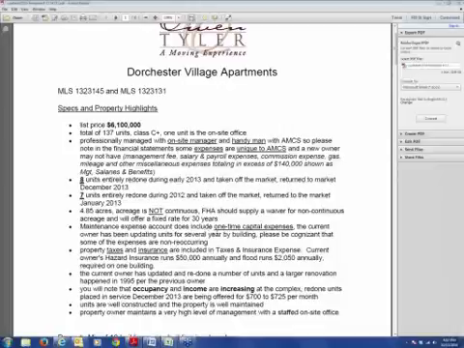Maintenance expense account does include one-time capital expenses. The current owner has been updating the units for several years by building. Please be cognizant that some of the expenses are non-recurring. So what they're trying to tell you is that, hey, our expenses are high because we made the mistake of including them in the operating expenses as capital expenses, and they shouldn't be. Property taxes and insurance are included in taxes and insurance expense. Current owner's hazard insurance runs $50,000 and flood runs $2,000, required on one building.